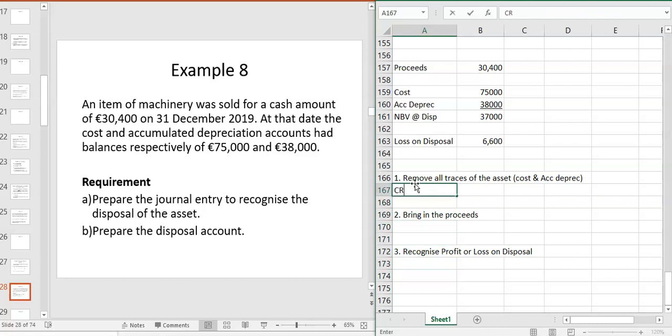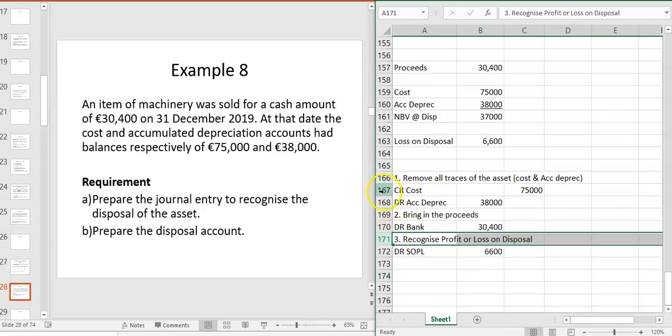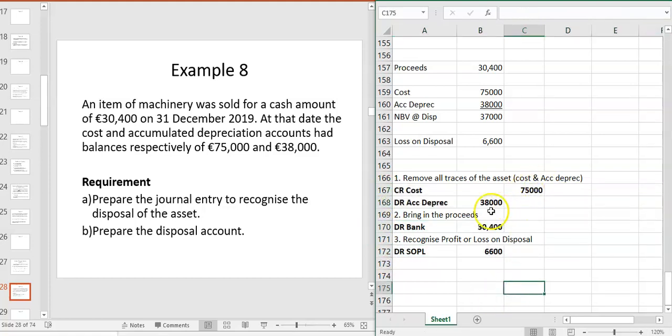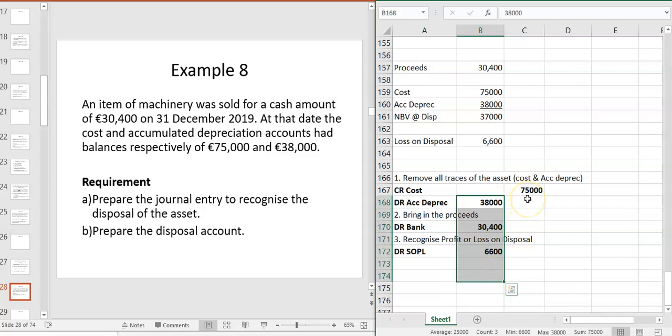You get rid of the cost account, credit the cost, 75. You get rid of accumulated depreciation, 38. So they won't balance because we have to look at it in total. You say you got rid of the asset, you bring in debit bank, 30,400, and then you will debit the SOPL, 66, to recognize the loss on disposal. So you have the 4 key entries there. That side you have 75, on the credit side you have 75.